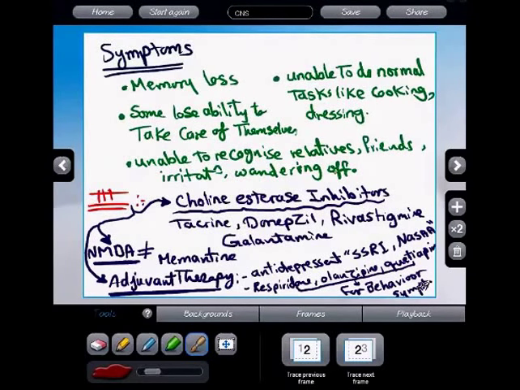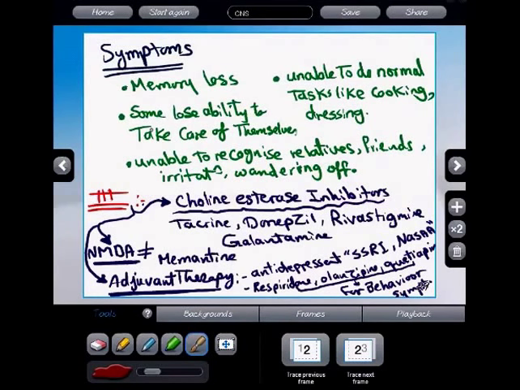So in the treatment, we can give some drugs that are used for the treatment of depression for these people. And if you look at a person with Alzheimer's, you find that this person looks like a baby, can't care for himself, has inability to do normal things like cooking, dressing, cleaning, anything like this.